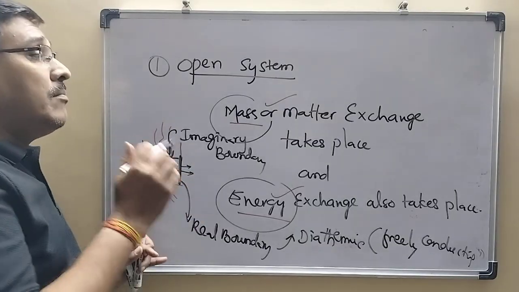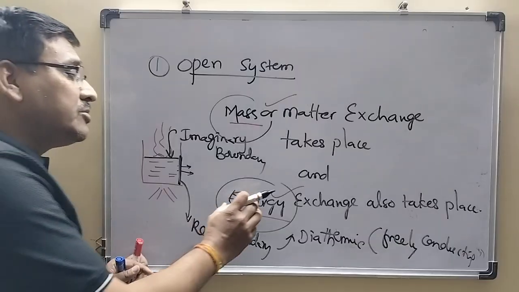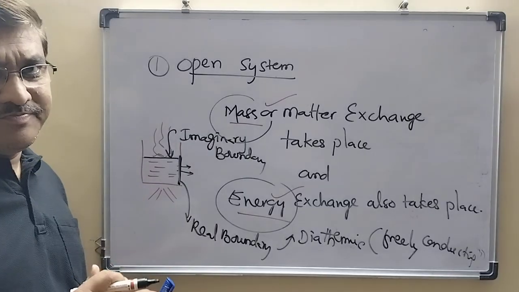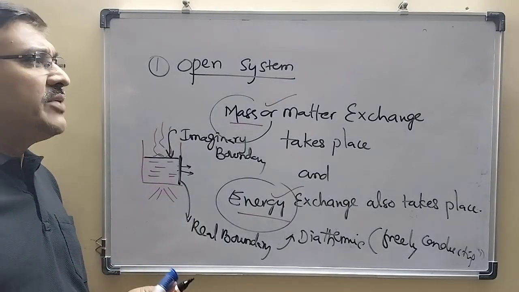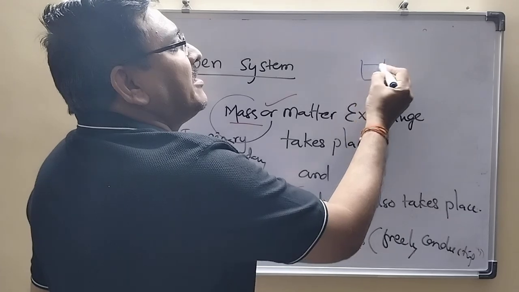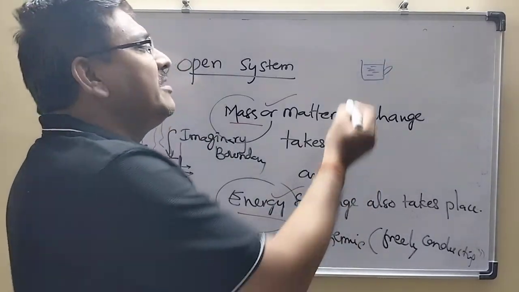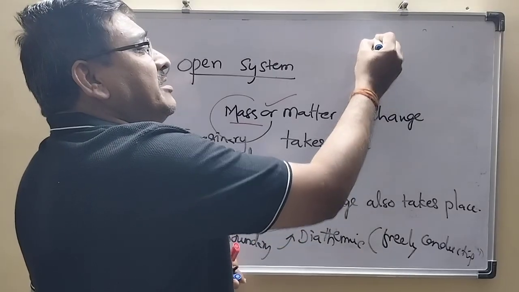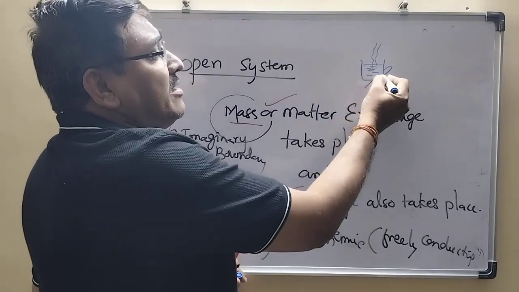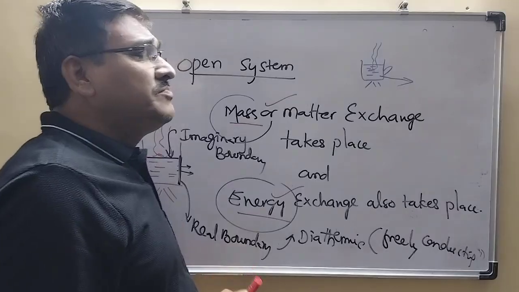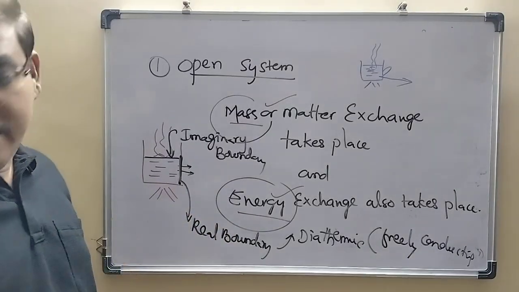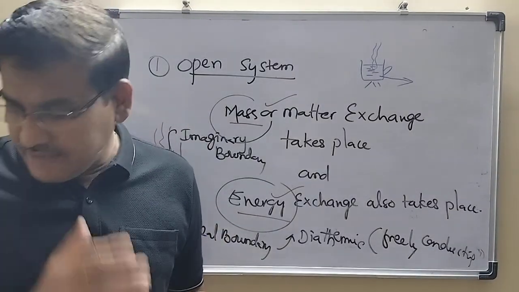So both mass or matter exchange, and also energy exchange, take place in an open system. It is an open system. A good example is also a cup of tea. If I take a hot cup of tea, after some time some portion of the tea evaporates when you are heating it, and some heat energy also transfers. This is also a good example. Clear? So open system, open in nature, where matter and energy both transfer takes place.